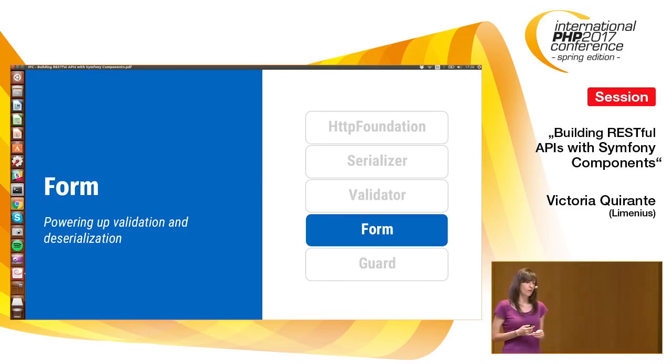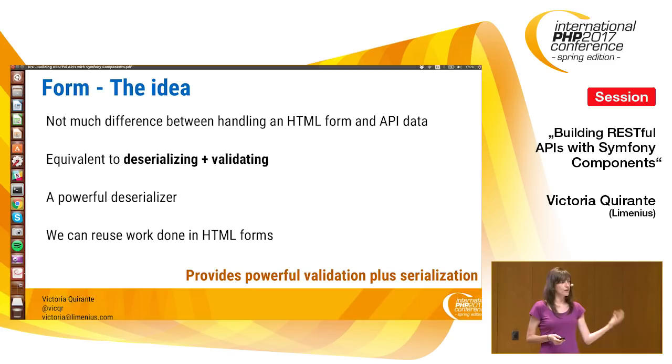Our fourth component, form. Now you may wonder, why are we talking about forms here if there are no forms in an API? Well, there are two reasons. First of all, dealing with the data that comes to your API is similar to dealing with the data that comes through a form. There is some similarity there. And also, if you are in a project where you have an API and also forms somewhere else, you will be able to reuse some of that code. So it's usually a good idea to use this component as well.